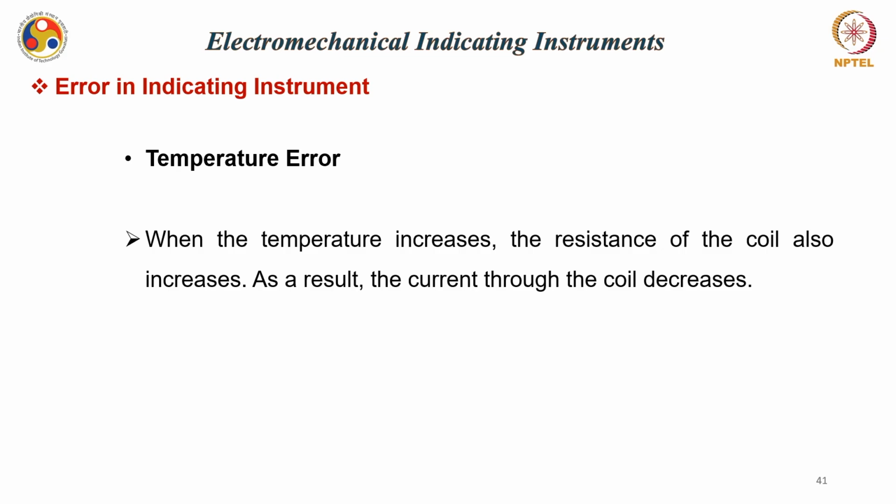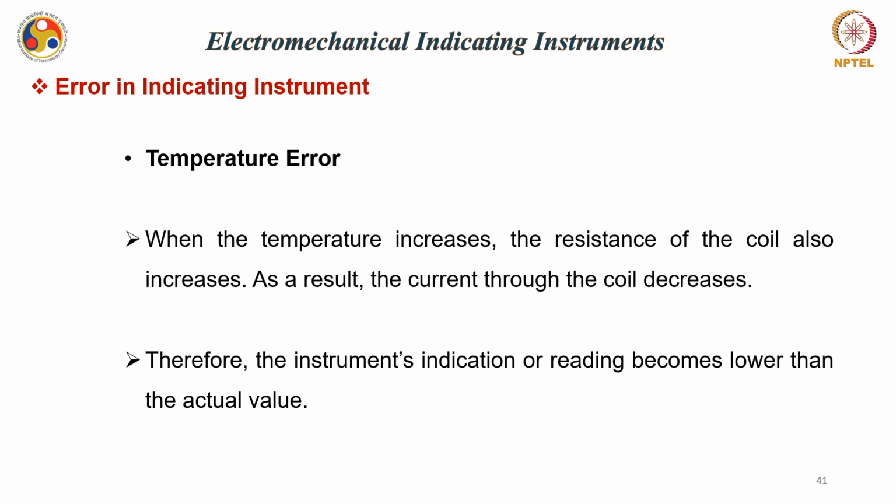Okay. Then we have temperature error. When the temperature increases in the measuring condition, the resistance of the coil also increases. As a result, the current through the coil decreases. Therefore, the instrument's indication or reading becomes lower than the actual value which it should have shown. So we have to take care of this temperature error.